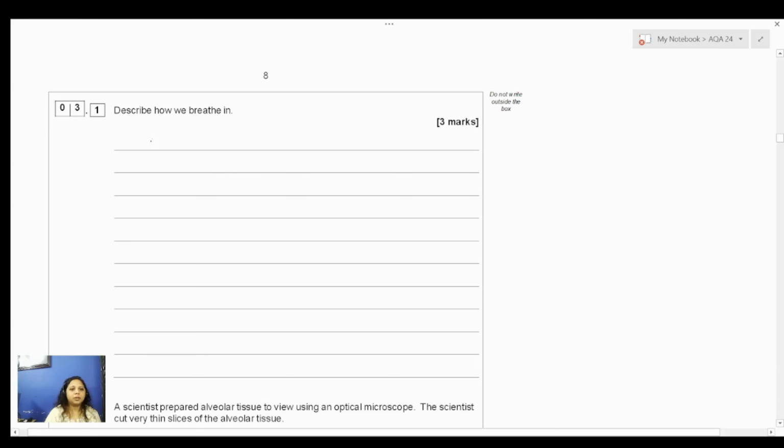Correct. This is the sequence. The very first point you need to mention is the diaphragm. What happened to the diaphragm? It is going to contract and become flattened, and moves downward.